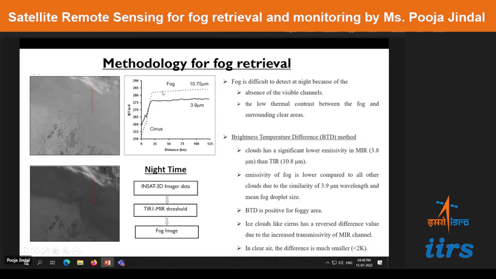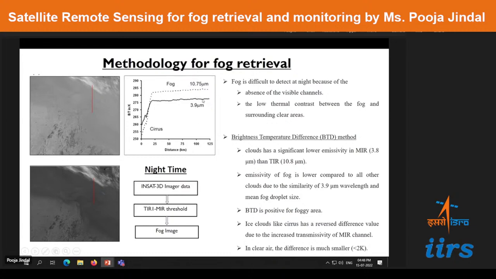The two lines are parallel, right? So wherever you get this kind of graph, it is basically an indication of a foggy area. Now if I take the difference of the two, meaning I subtract 3.9 from 10.8, I will get a positive difference. So this positive difference is basically the indication of the fog.